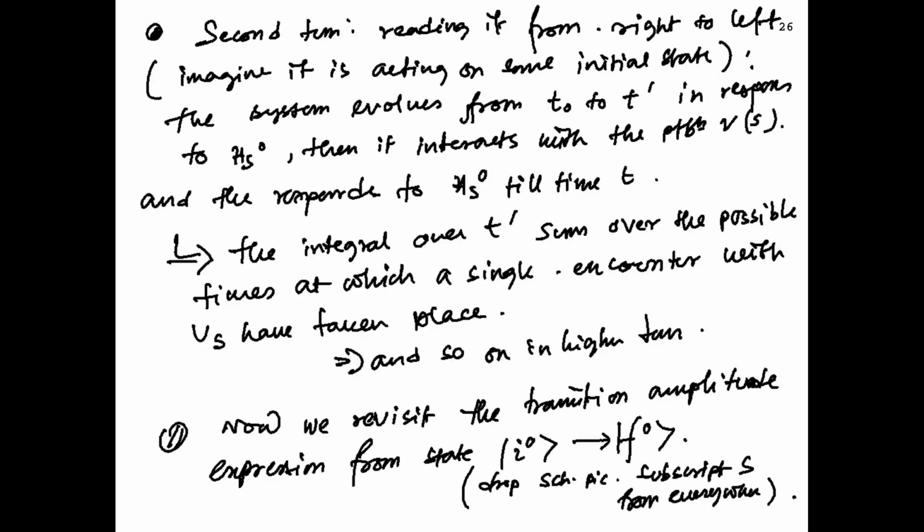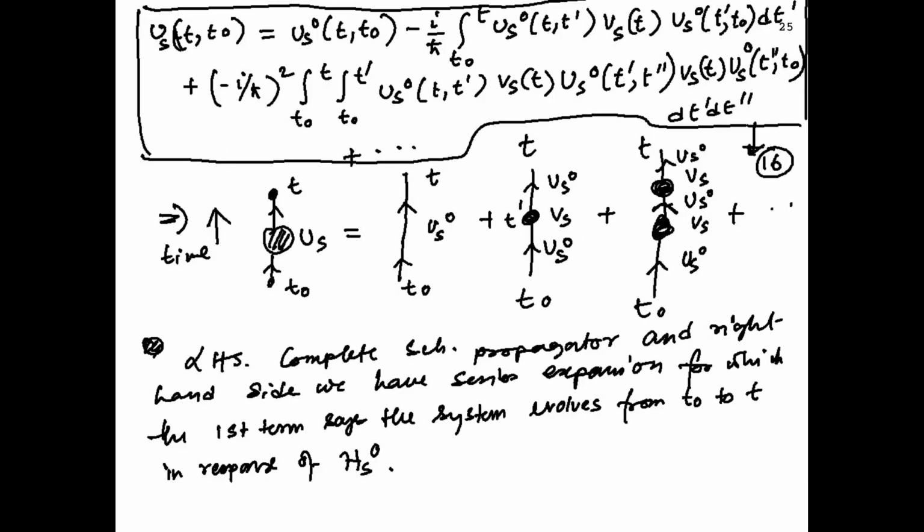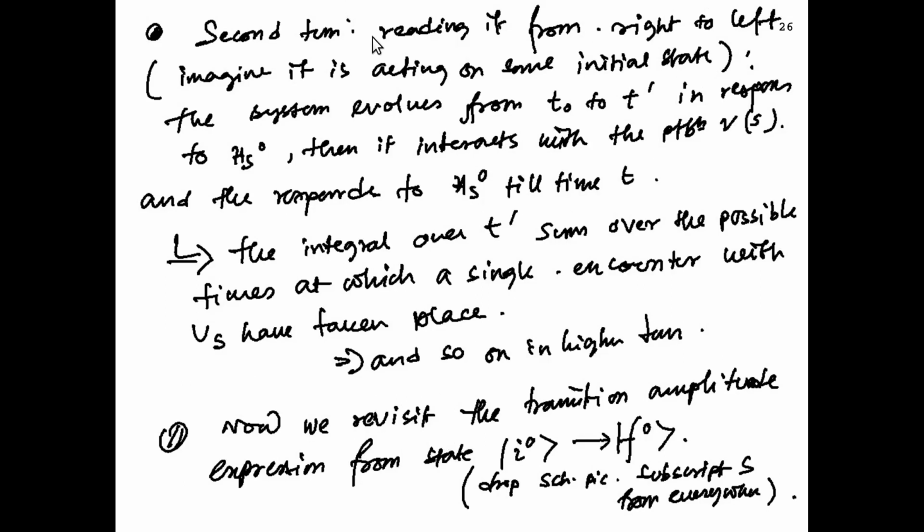So that is what I just described to you, and I have written it in here. The LHS is basically the complete Schrodinger propagator, and the right hand side will be a series expansion form, which is in terms of H_S0, the unperturbed Hamiltonian. The second term, if I read it from right to left: the system evolves from t naught to t prime in response to H_S0, then it interacts with the perturbation V_S, and then it responds to H_S0 till time t. And the integral over t prime is the sum over all the possible times at which a single encounter with V_S could have taken place, and that ranges from t naught to t, and so on in the higher terms.